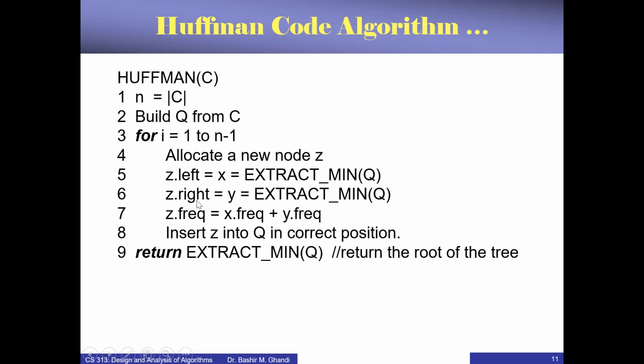So repeat this process until n minus 1. Meaning there will be one node left in the tree after this loop. Return that one node. So extract it and return it. This is basically the idea of the Huffman code algorithm.